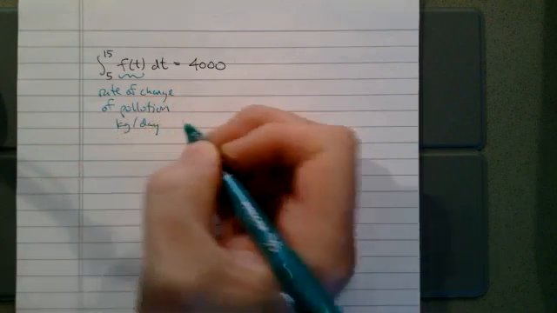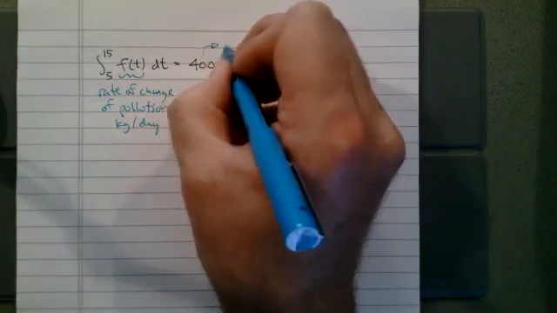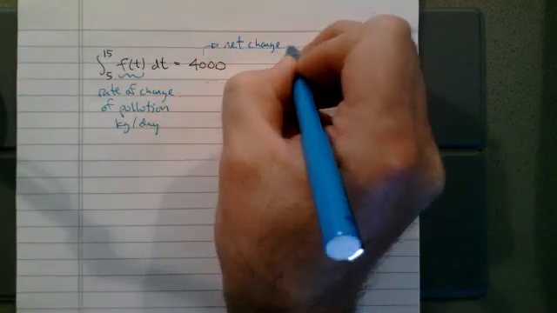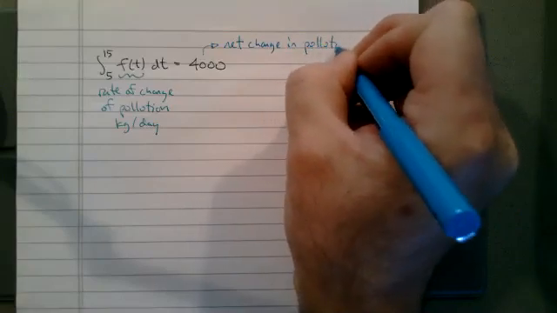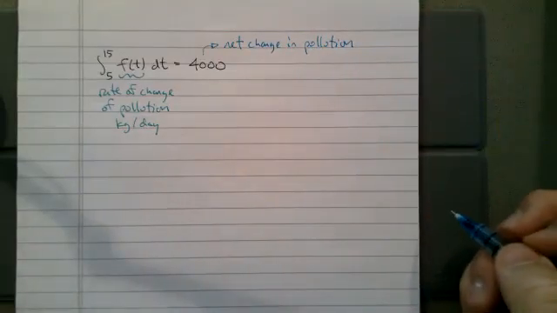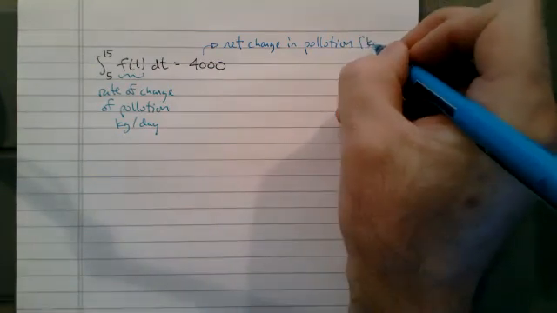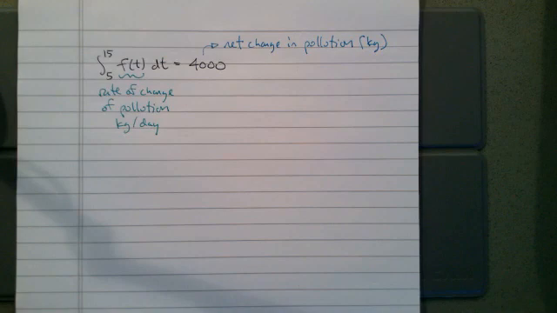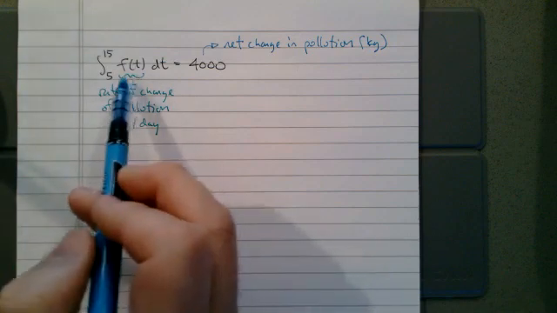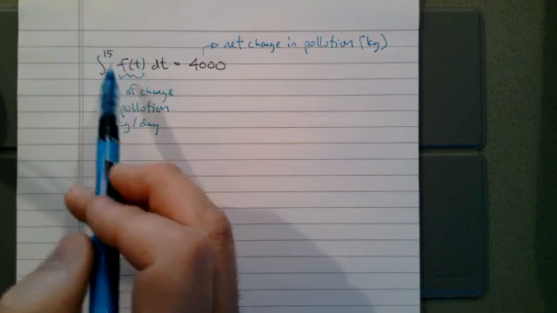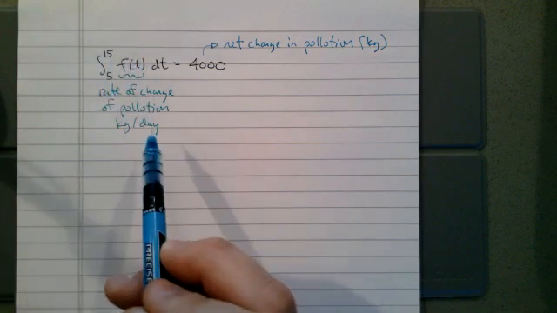So this is in kilograms per day. This will give us the net change in the pollution. And this will be just in kilograms. Remember what we're thinking about integration. We're thinking that integration is multiplication in which one of the factors is variable. We're not pulling pollution out of the lake at a constant rate, so we have to integrate the rate at which pollution is being pulled out of the lake.